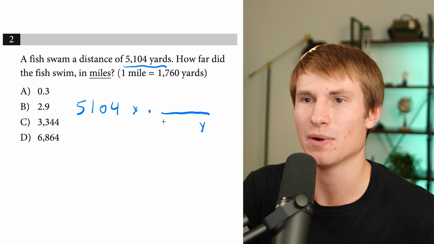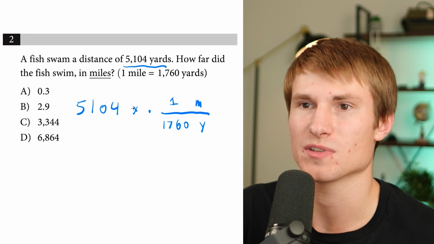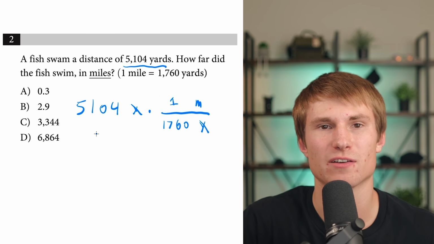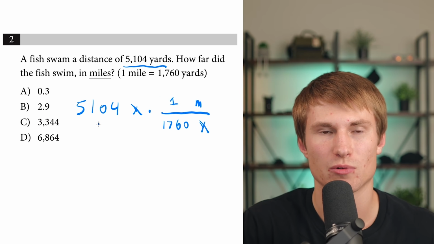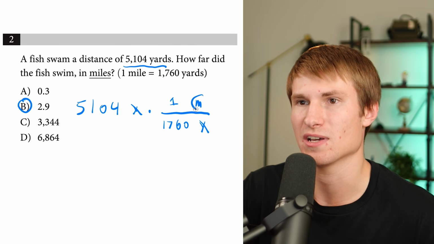We want our yards on the bottom. So we want that 1760 yards per 1 mile with yards on the bottom. Now, as you can see, our yards will cancel and we'll be left with our distance in miles, which when we put this into our calculator will give us 2.9 miles. And as you can see, our only unit that is left is miles.